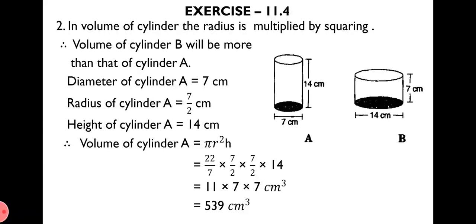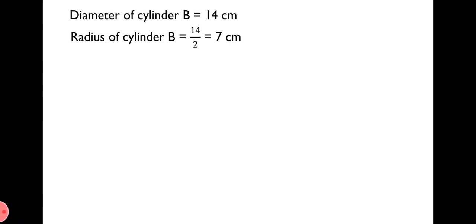Now let's find the volume of cylinder B. You can see the diameter of cylinder B is 14 centimeter. So radius will be half of 14, that is 7 centimeter, and height is already given, 7 centimeter. So let's see. Diameter of cylinder B equal to 14 centimeter. Radius of cylinder B equal to 14 upon 2 equal to 7 centimeter. Height of cylinder B is given as 7 centimeter.